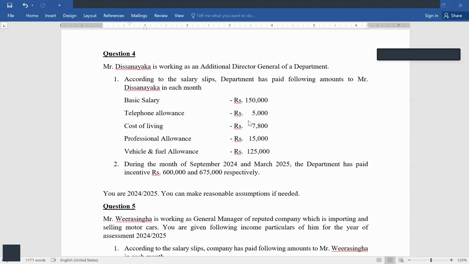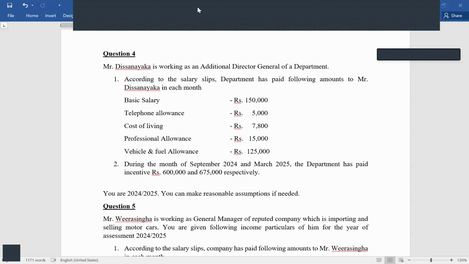But if we haven't said so, you can assume that this position is mentioned under the circular. If the person is mentioned in the circular, he is entitled to this. So, as I always say, it should be reasonable assumptions. The assumption should be reasonable.